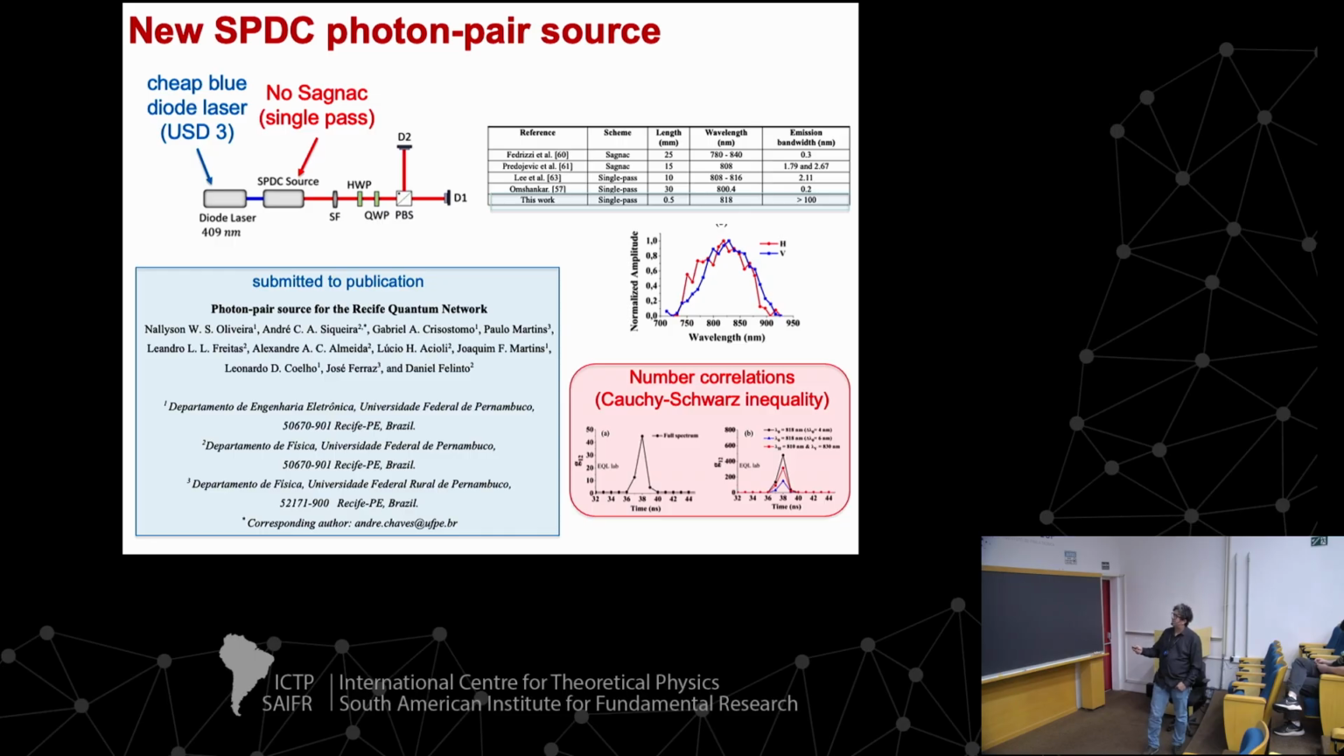If you use a narrow filter of 4 nanometers, then you get the best result. If you widen the filter a little bit, it goes down. And you can also use different filters symmetrically around the pump field, and then you also get some correlation. Cauchy-Schwarz inequality: look, this Cauchy-Schwarz violation you must understand as number correlations, okay? It's not polarization correlations.